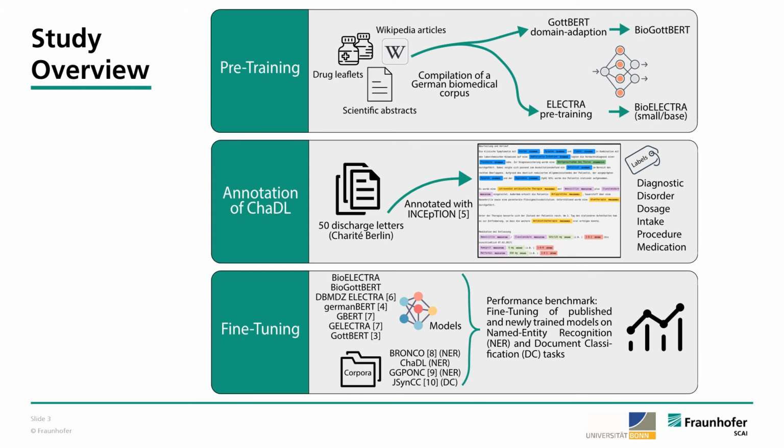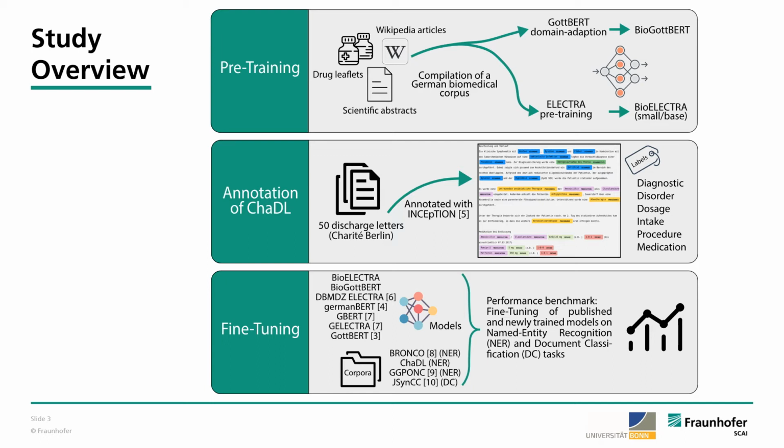Here you can see an overview of the study. First, we compiled a biomedical corpus consisting of drug leaflets, scientific abstracts, and a subset of Wikipedia articles. We used it for the domain adaptation of the published GottBERT model and the pre-training of 2 Electra models. Then we annotated 50 discharge letters from the Charité Berlin with the INCEpTION annotation tool. We used the labels diagnostic, disorder, dosage, intake, procedure, and medication. And in the end, we fine-tuned the 3 new and 5 published models on 4 datasets.